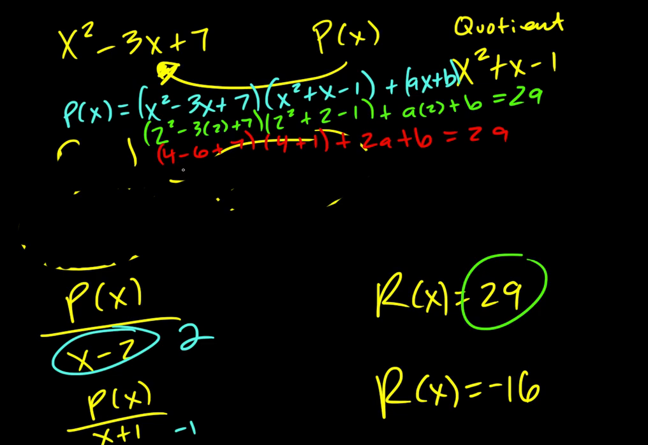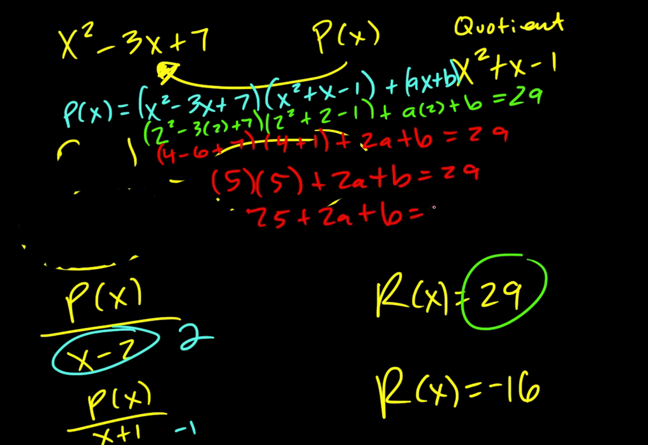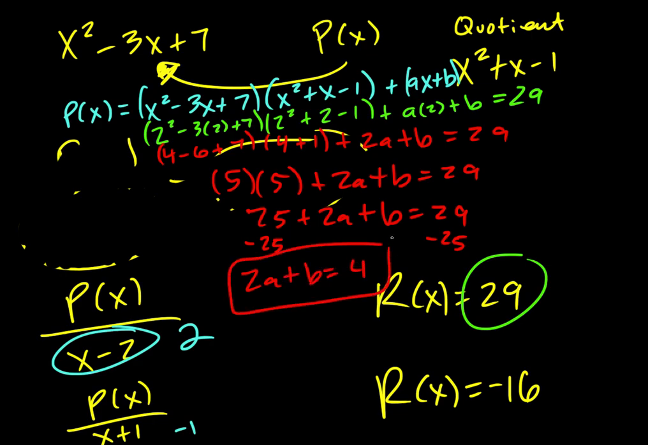Okay, so this thing is negative 2 plus 7, which is 5, times 5 plus 2a plus b, 25 plus 2a plus b, and then we subtract 25, and we get 2a plus b equals 4. Alright, now we need to plug in the negative 1.